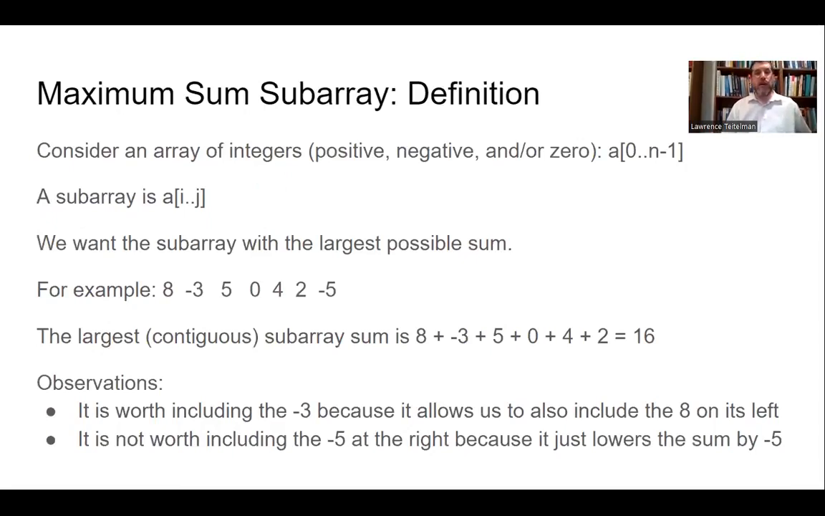Right, the next one is something called the maximum sum subarray. And it says, let's assume we have an array of positive, negative, and 0 numbers. And a subarray means not the whole thing, I mean, it can include the whole thing, but it doesn't have to be the whole thing. It's a subarray. Notice it has to be contiguous, which means I can't skip around, right? So I want to know what subarray will give me the largest possible sum.